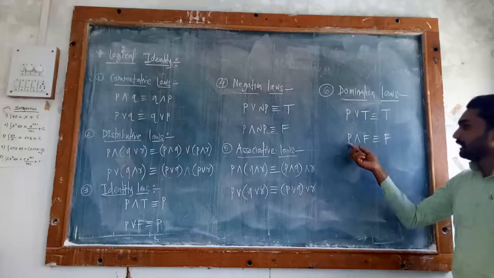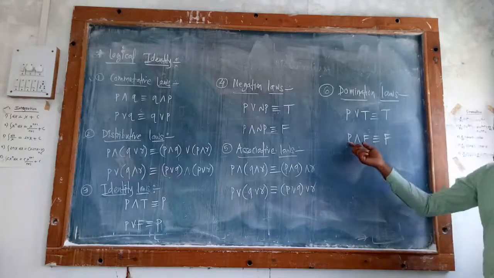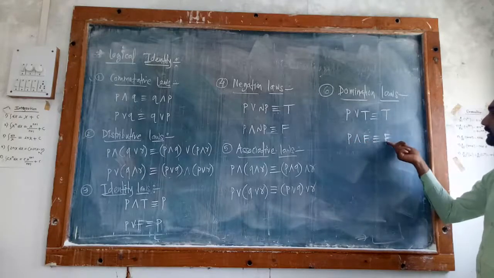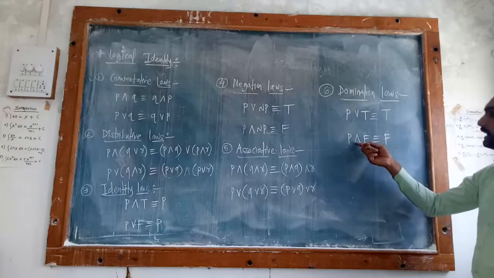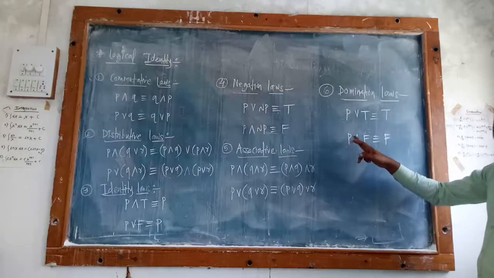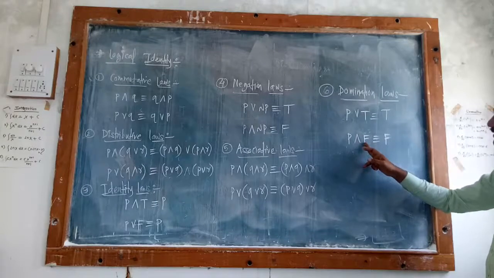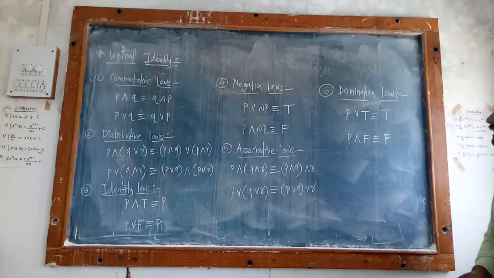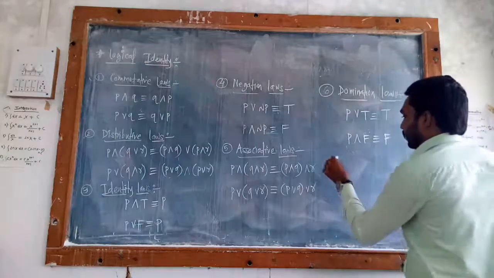Similarly, for the second one, if the value of P is F, then F and F is F, because in AND, if TT is T, in the remaining cases F. If the value of P is T, then T and F is also F. This is your domination law. So now the next law is law number 7.